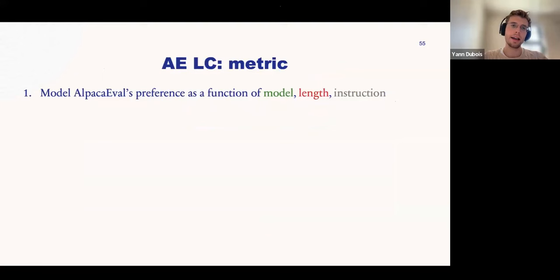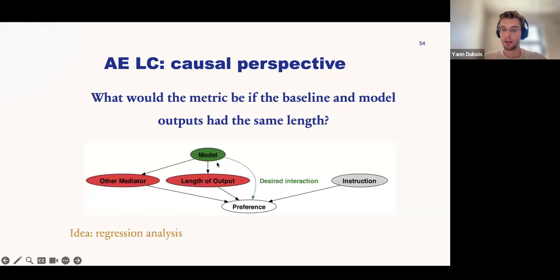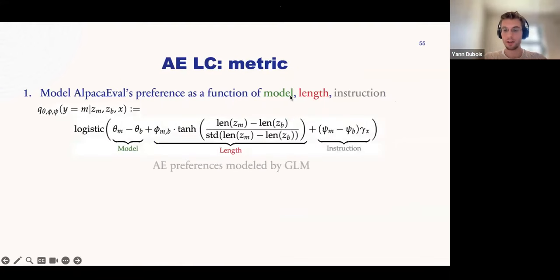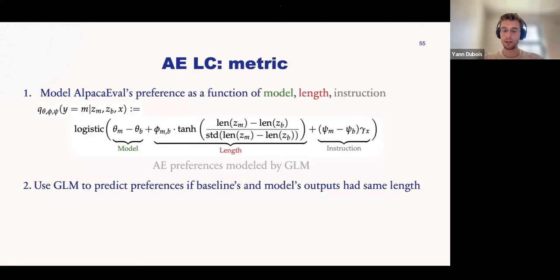Specifically, we modeled AlpacaEval's preferences as a function of these three nodes: model, length of output, and instructions. The exact form of the model that we use is not important, but we basically use a GLM. Just think about it as a logistic regression with some fancy features. This is a model that predicts the preference of AlpacaEval based on which model you're evaluating, the length, and the instruction. And once we have this model, we can simply ask this GLM what the preference would have been if the baseline and the model output had the same length.